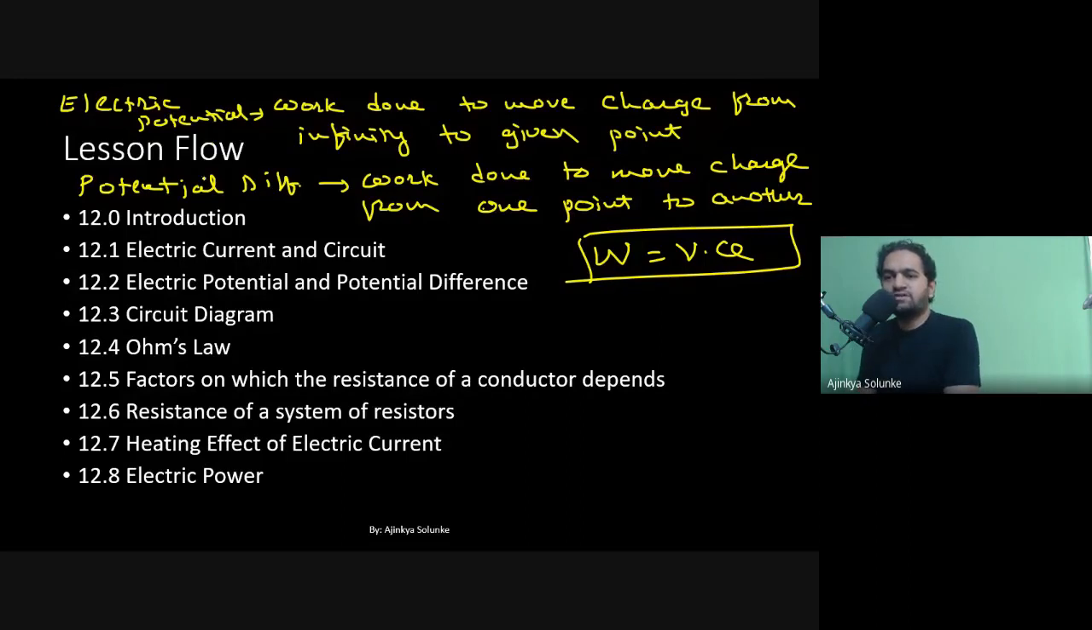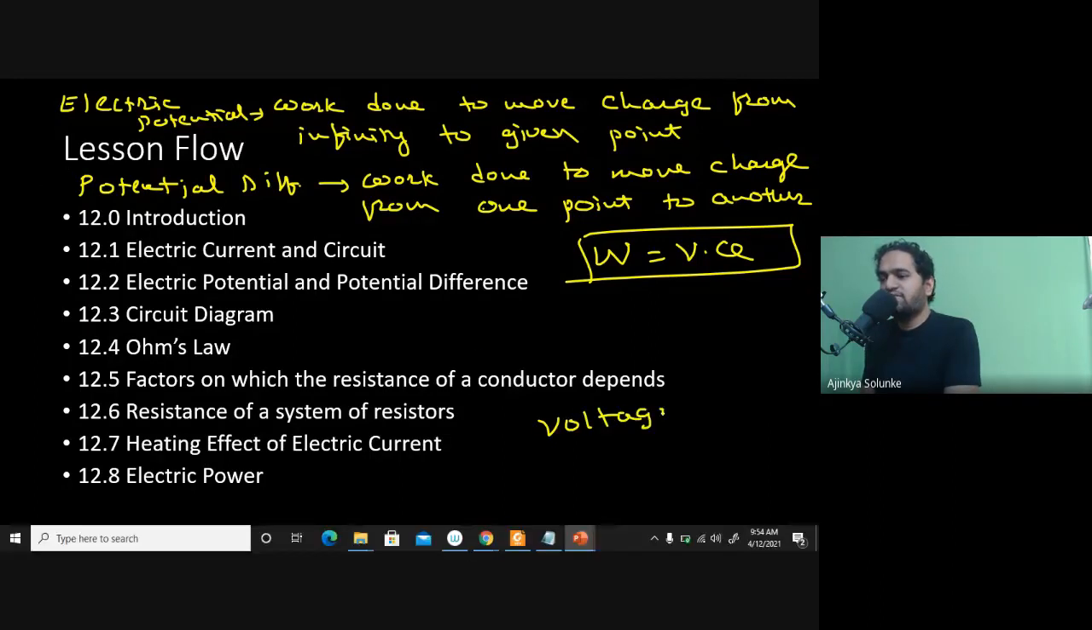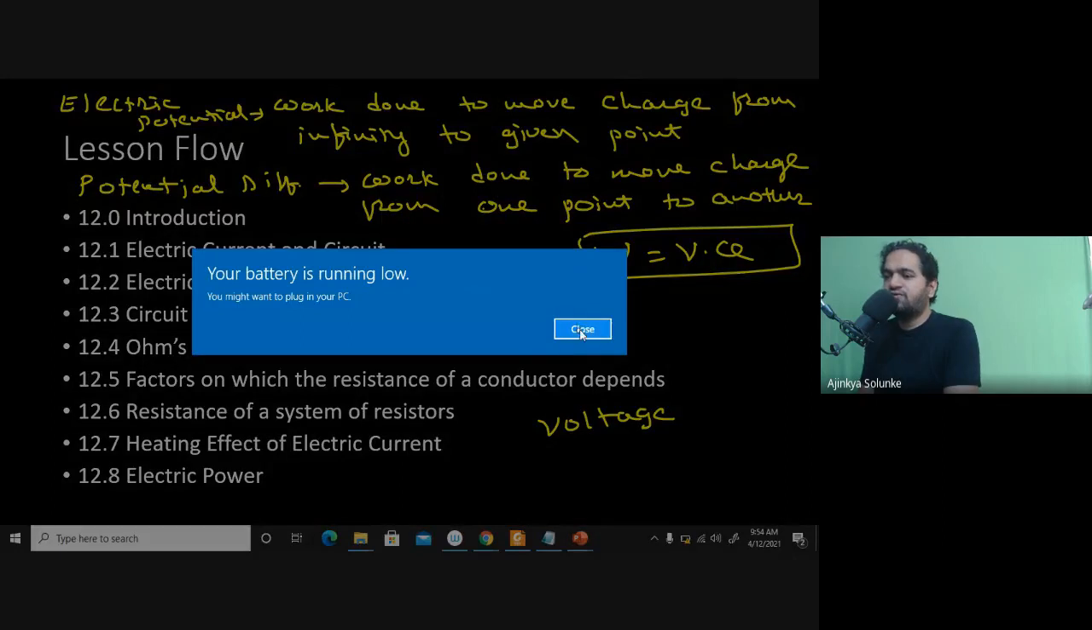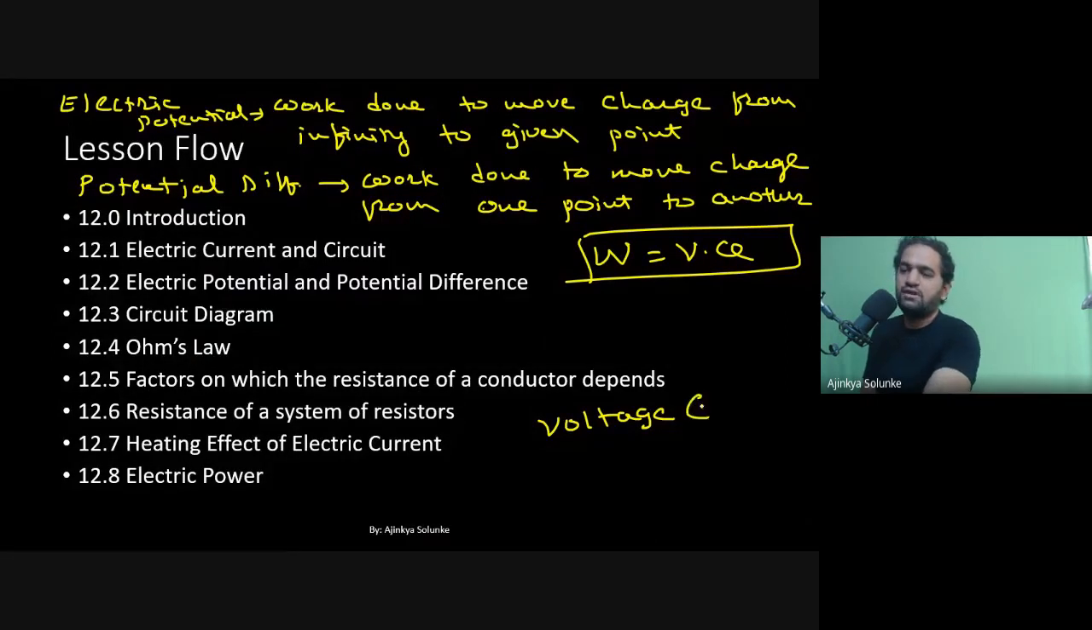And the unit for potential difference and electric potential, for both of them, is volt. In short, we write it with the symbol V. We use the symbol V for both cases, that is voltage, volt.